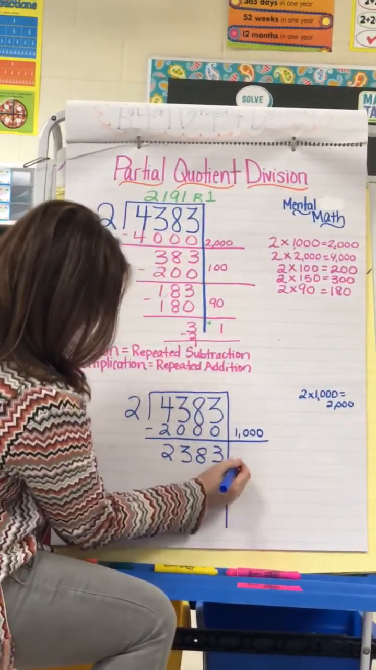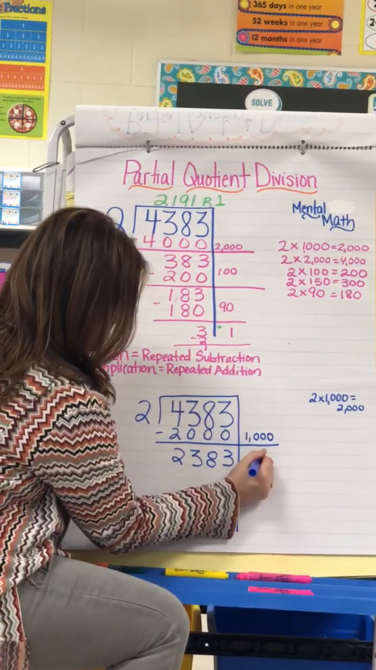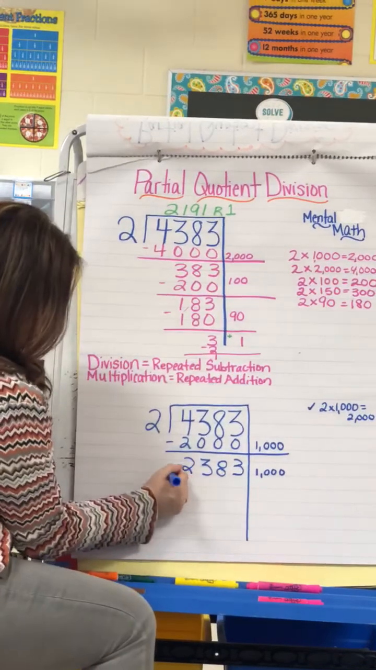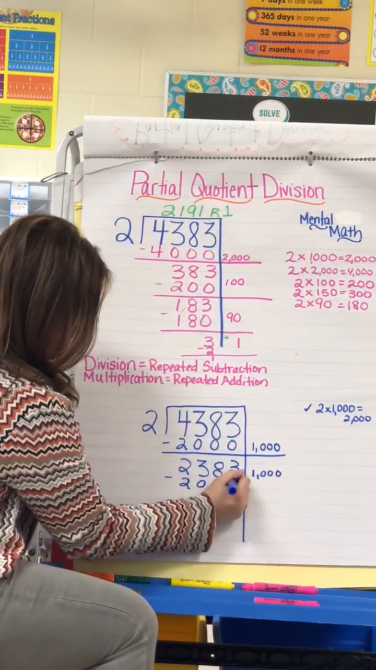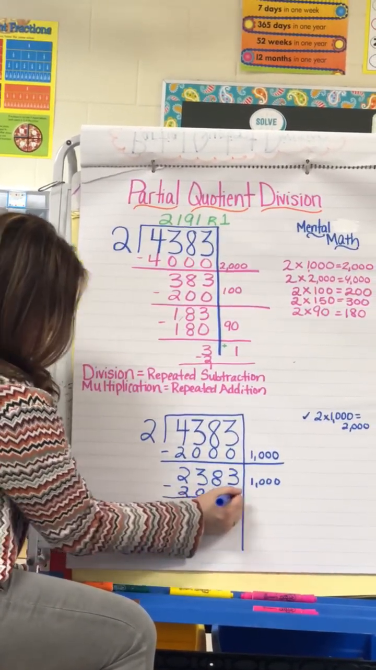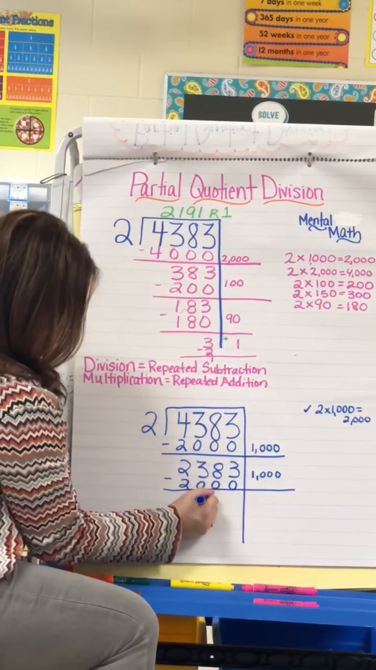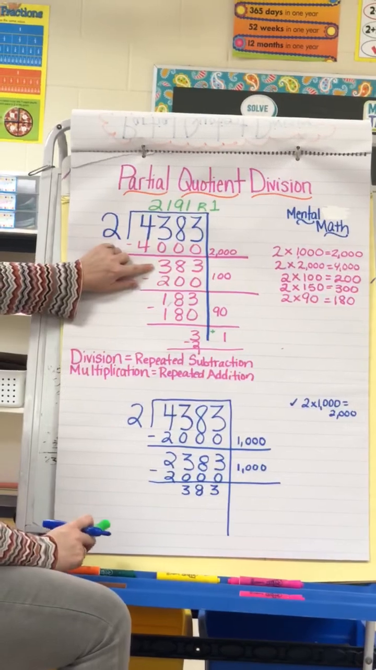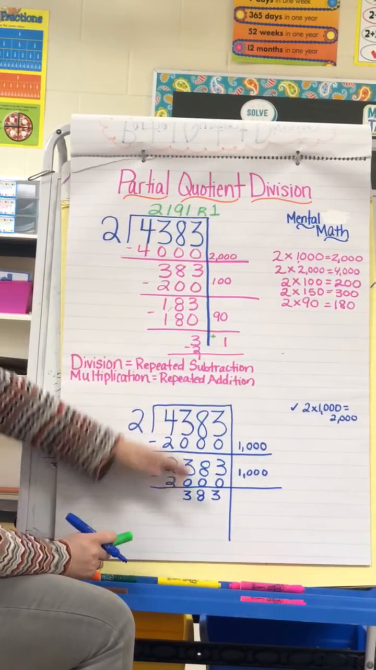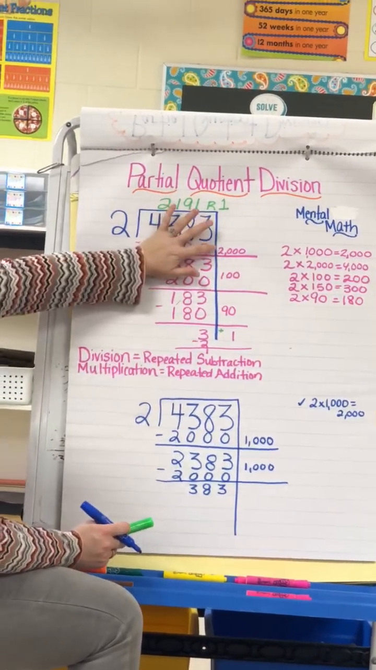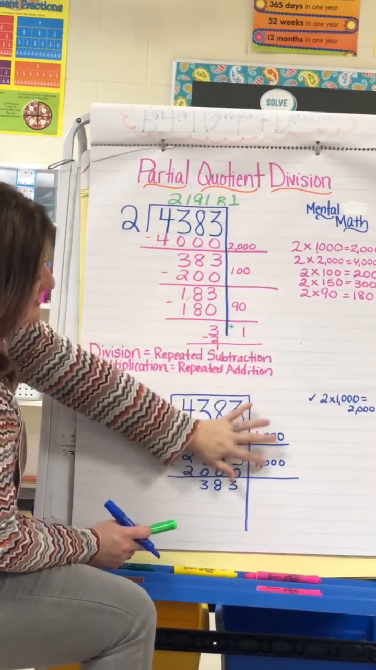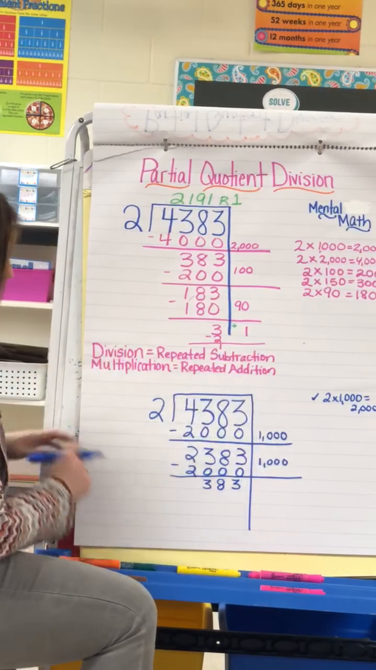Most of the kids at this point would probably do 1,000 again, because they know that 2 times 1,000 is 2,000, and they're trying to get rid of 2,000. And it still brings them back to the same point. See, at this point we were at 383, and we're still at 383 subtracting. We just have one case where the student knew to go ahead and jump to 2,000, and this student decided to do 1,000 2 times.